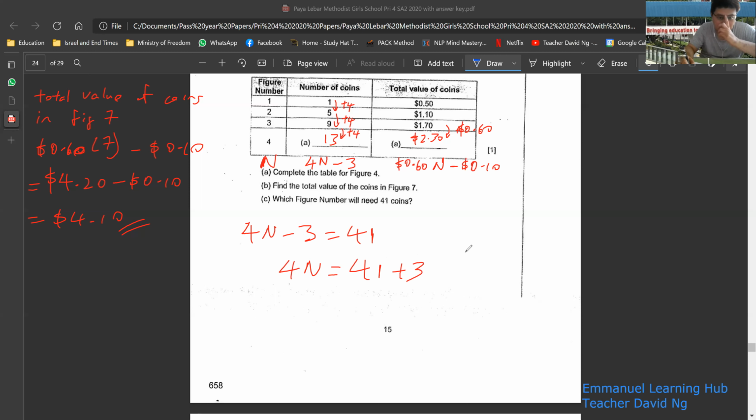Okay, so 4n is 41 plus 3, 44. So your n is equal to 11. 44 divided by 4. Okay. So which figure number will need 41 coins? Figure 11.